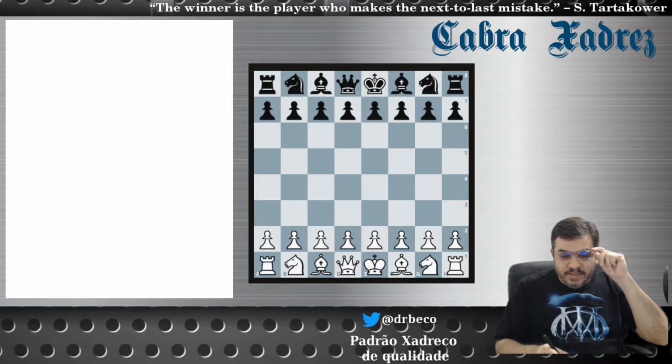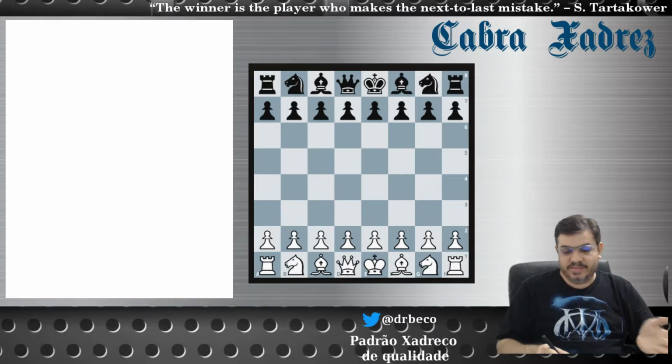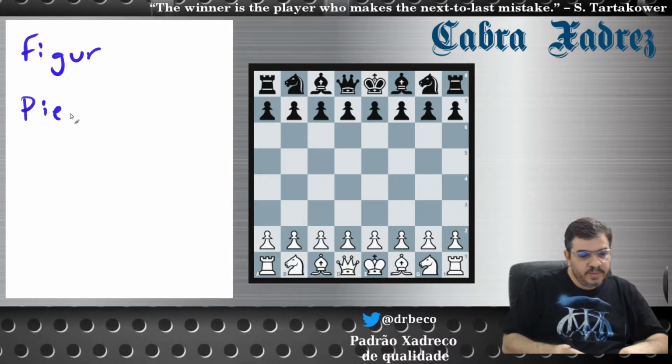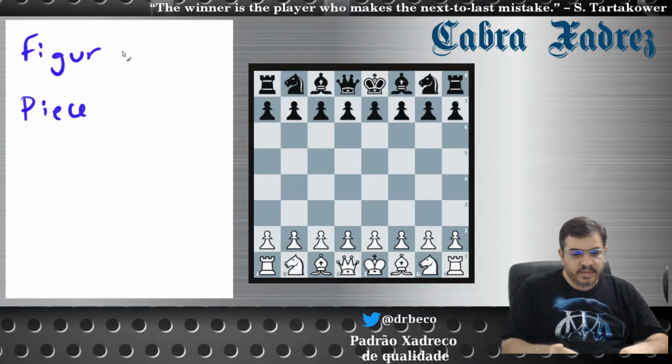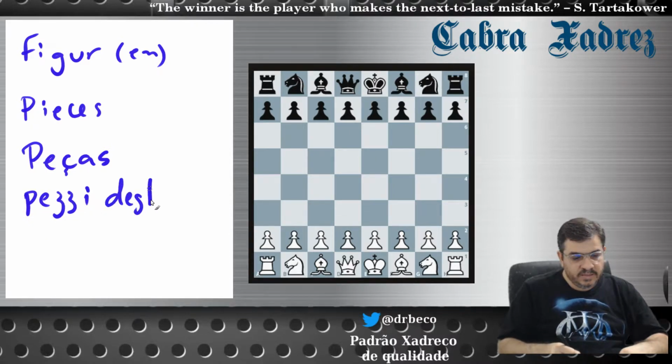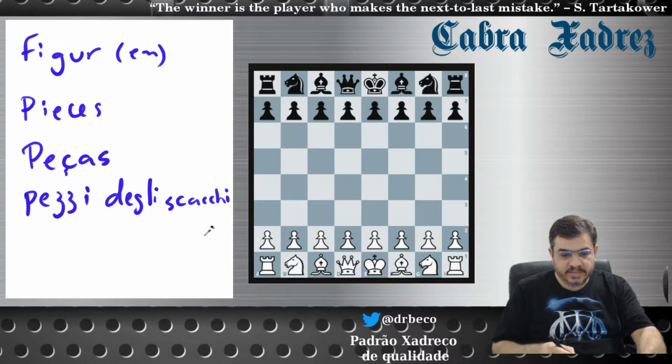Now let's name the pieces. But what are pieces in general? All the pieces. And if you are saying just piece, then this is the Figur. Figuren is pieces. You can put in plural. And these are the chess pieces. You can say in Portuguese, peças, and in Italian, pezzi. Pezzi degli scacchi. Great.